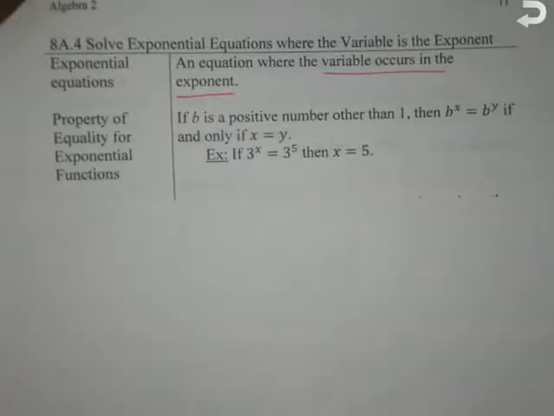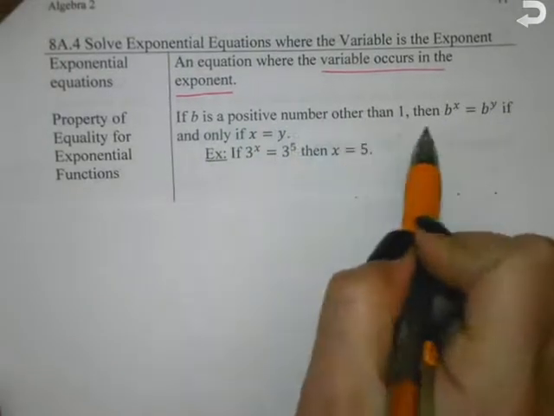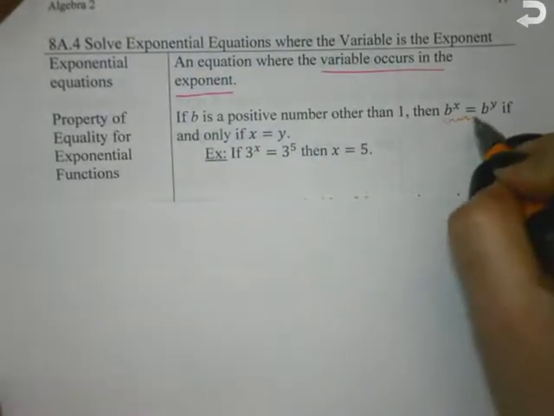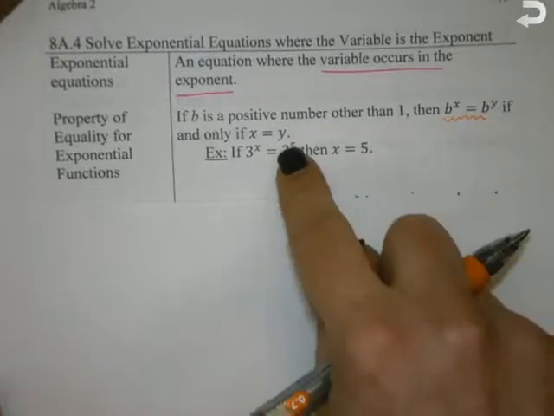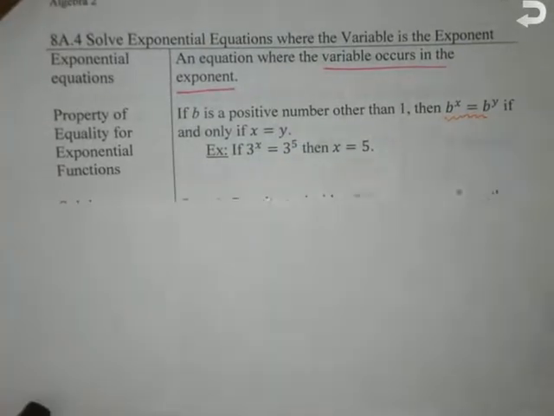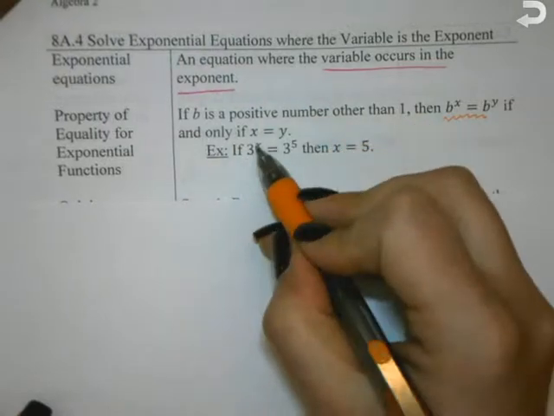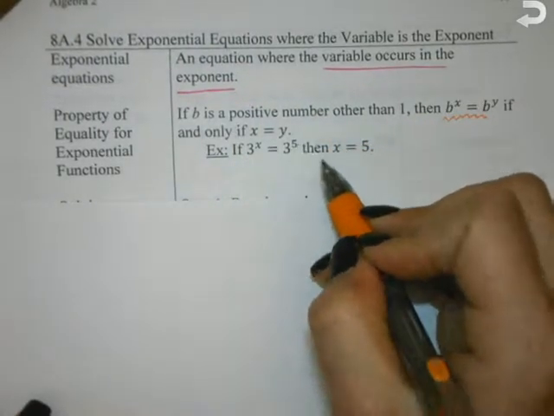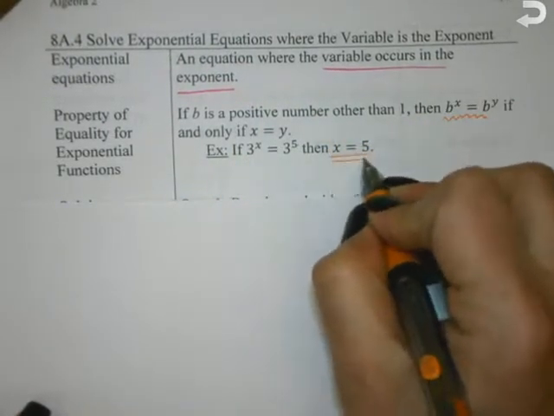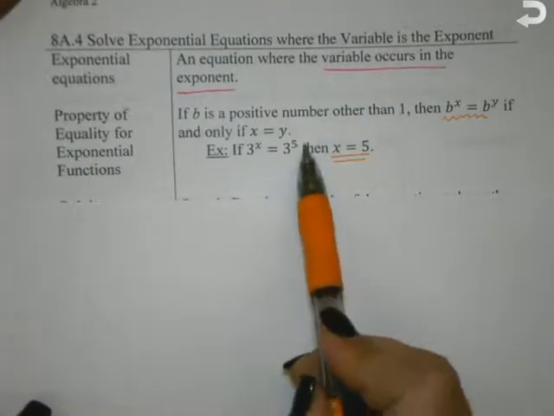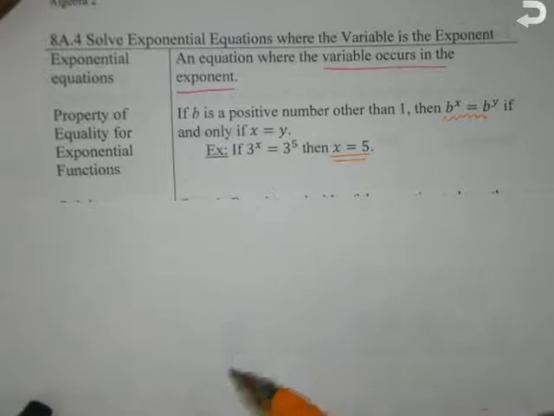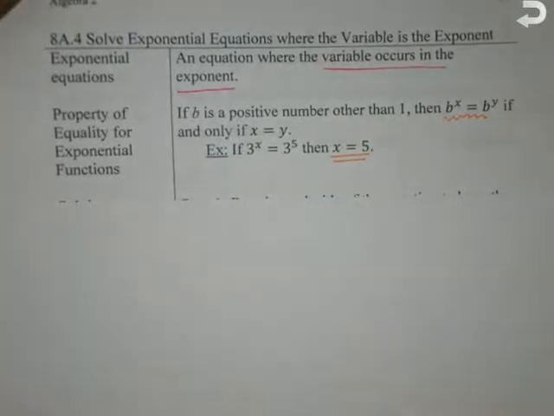There is a property of equality for exponential functions. So if b is a positive number other than 1, then b to the power of x equals b to the power of y if and only if x equals y. So for example, if 3 to the x equals 3 to the 5th, doesn't it make sense that x has to equal 5? Yes. Okay, that's what we're going to be doing. So that's the property of equality for exponents.